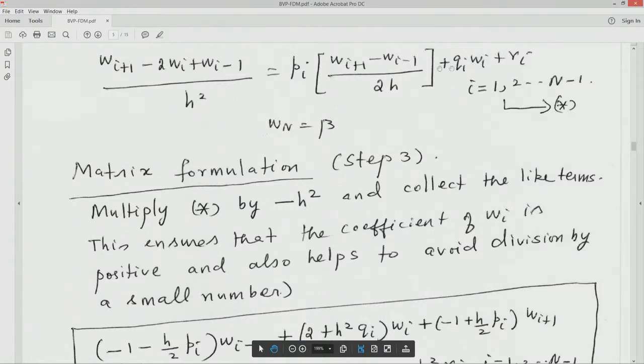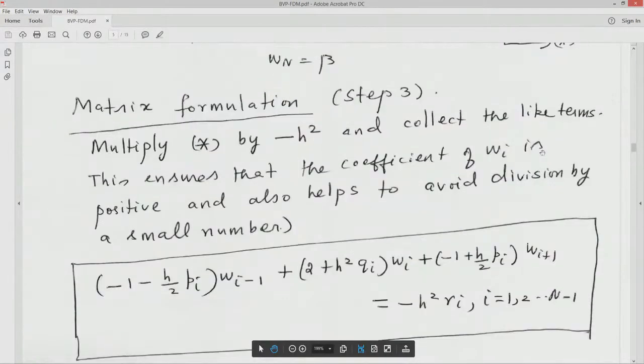I multiplied by minus h square. So, the term is minus h square Qi, but I take it to this side. So, that becomes plus h square into Qi. So, the coefficient of Wi is 2 plus h square into Qi. Then I collect the coefficient of Wi plus 1. So, here I have minus 1 as the coefficient, and from here it is going to be plus h by 2 into Pi, and that is what I have written here.